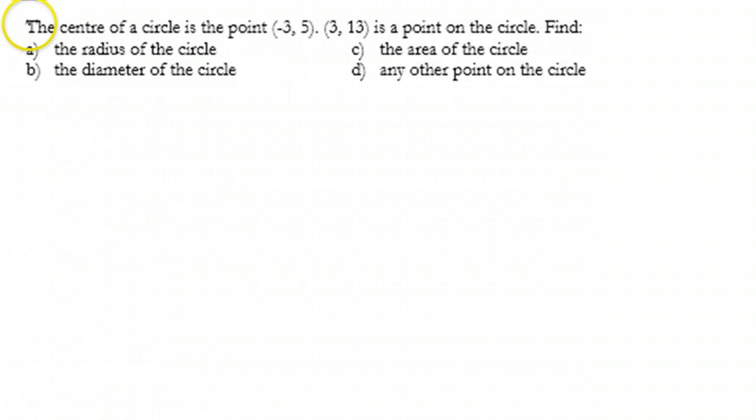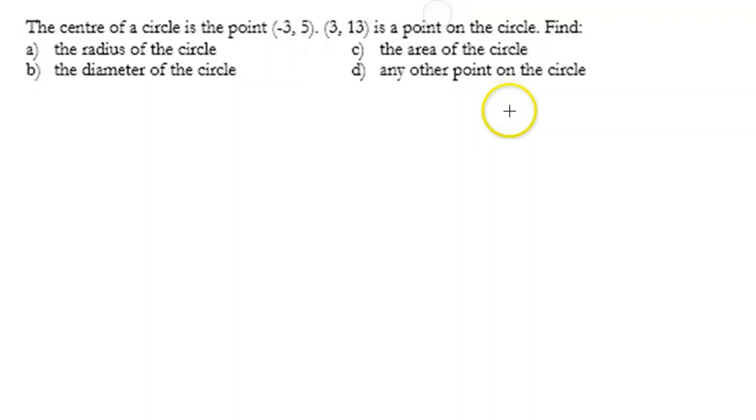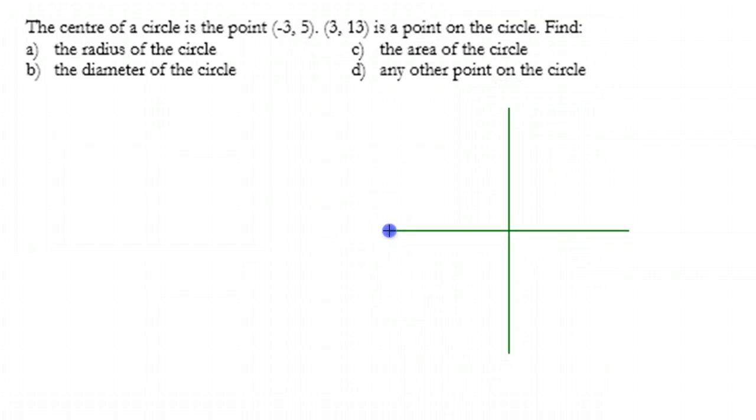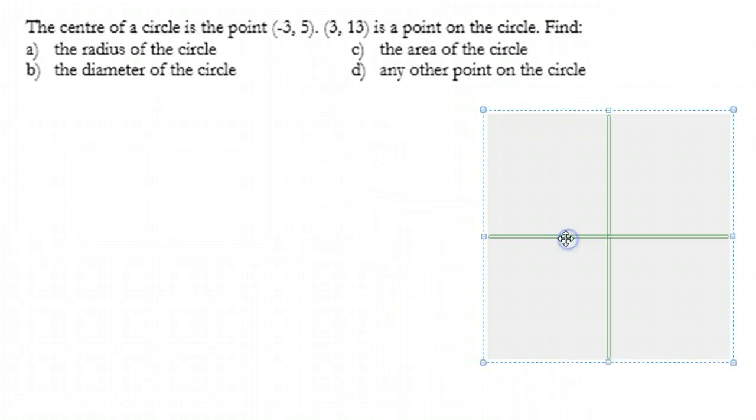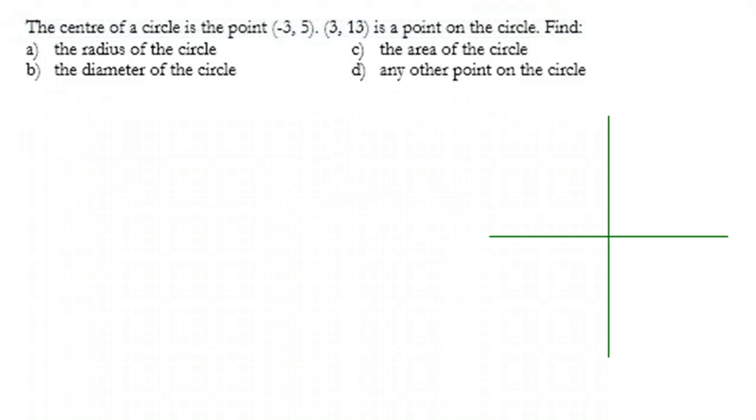So the center of the circle is the point -3, 5, and 3, 13 is a point on the circle. You want to find the radius, the diameter, the area of the circle, and any other point on the circle. So the first thing I'm going to do with this question is draw a sketch. Sketches are so important, not always necessary, but when you're first learning, it's really useful because it lets you get an idea of what's going on. Also, if you don't know how to approach a problem, a sketch is a wonderful tool because it gives you some clues as to what to do.